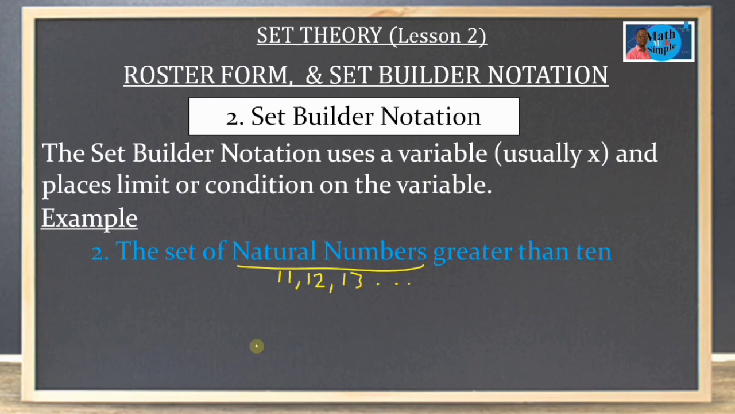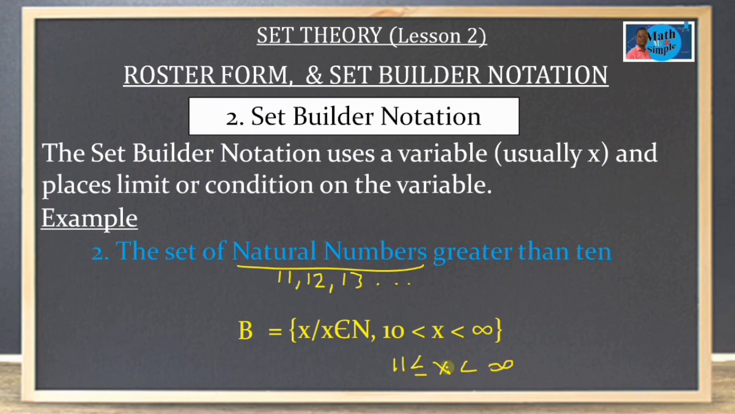So you have set B equals x such that x is a natural number and 10 is less than x less than infinity. You could also write this as 11 less than or equal to x less than infinity. Okay, so it could still be the same.